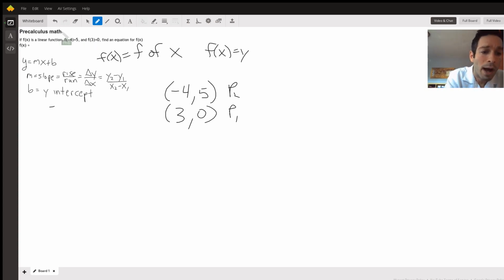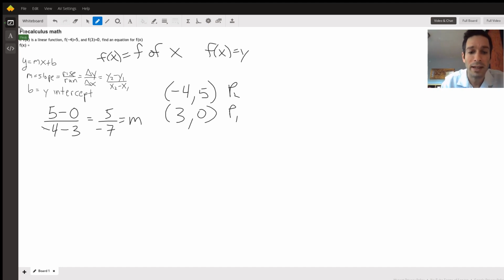So y2 minus y1 over x2 minus x1. Okay, so -4 minus 3. 5 minus 0 is 5, and -4 minus 3 is -7. So that's your slope. And we're going to go plug that into our equation. So y equals -5 over 7x plus b.